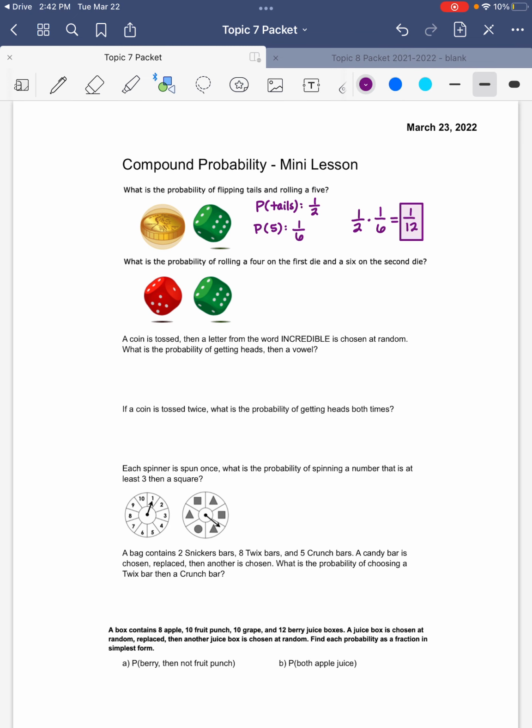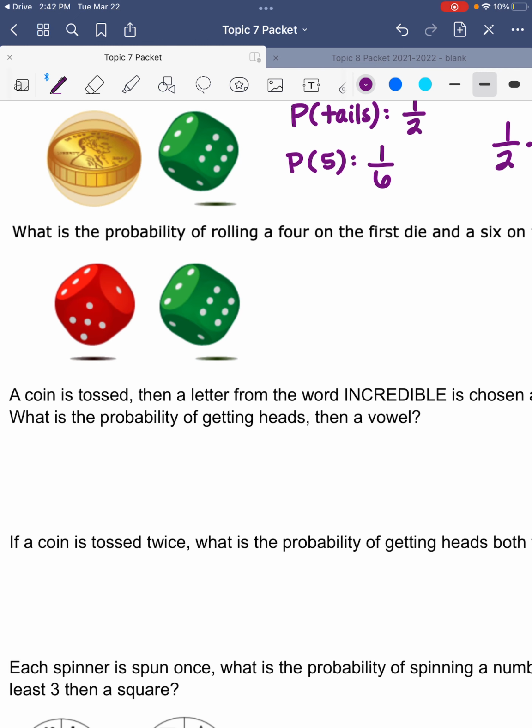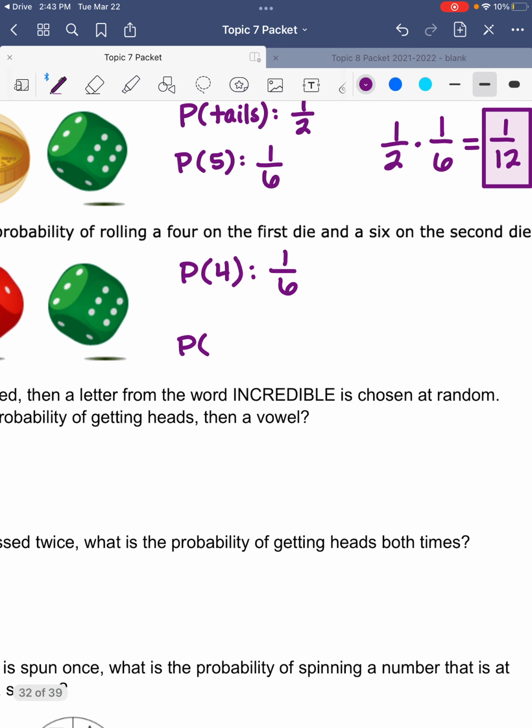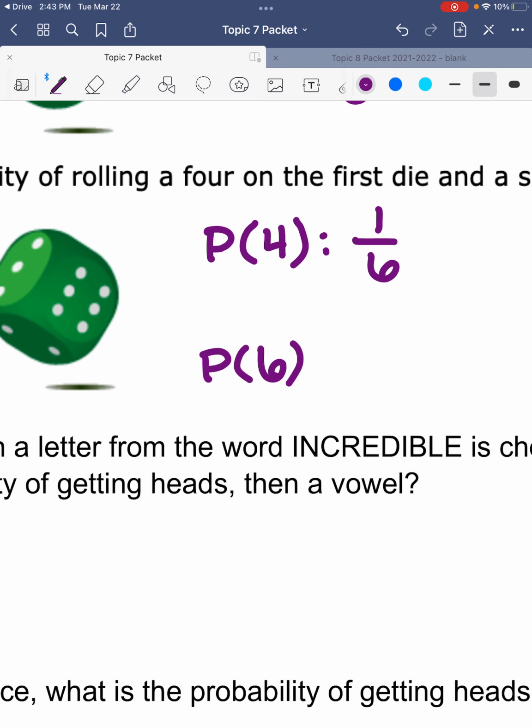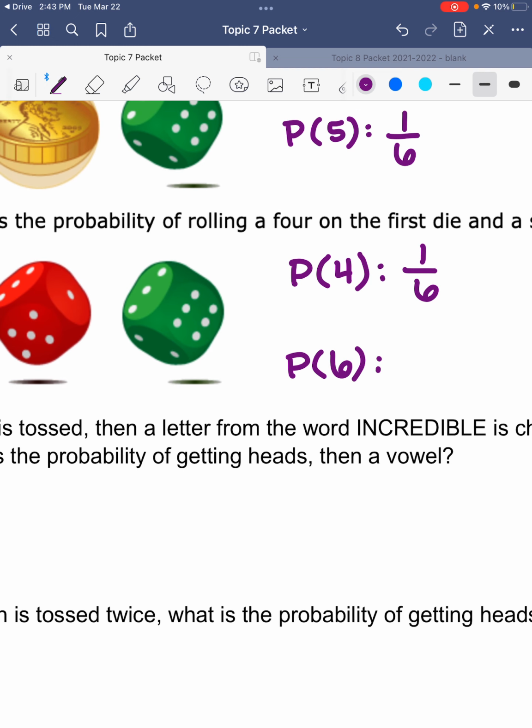What is the probability of rolling a 4 on the first die and a 6 on the second die? Okay. So I'm going to write my probabilities separately here. So rolling a 4 on the first dice, so probability of getting a 4. Well, that picture shows us a standard 6-sided dice. So I know that 4 will show up one time and there are 6 total outcomes. Okay, now for my second event, my second probability, it says rolling a 6 on the second dice. So probability of rolling a 6. Well, that's again another standard 6-sided dice. How many times does 6 show up? Just one time. So I get 1 out of 6.